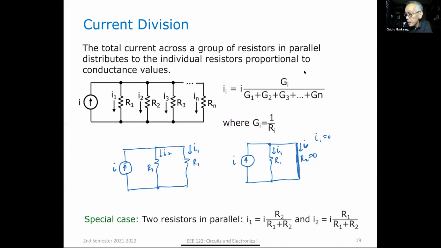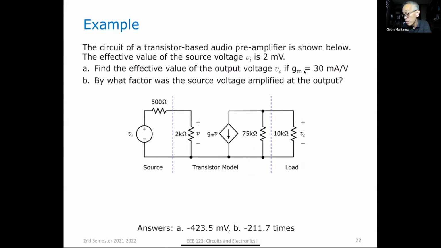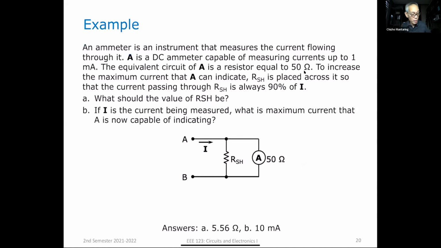The rest of my slides are really just examples. Maybe let's do this one. And the second one is actually a problem that, for those of you who attended my supplementary lecture last week, I already discussed, but it can also be solved using voltage division and current division. So let's just do this example very quickly.